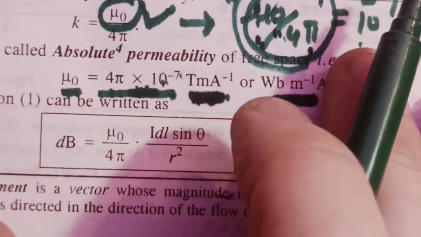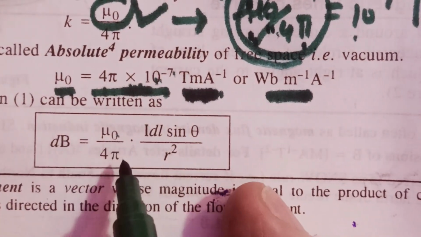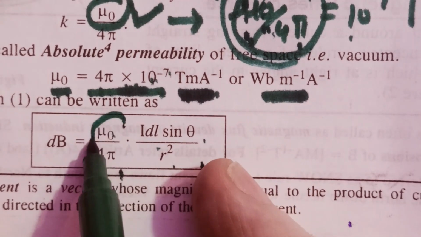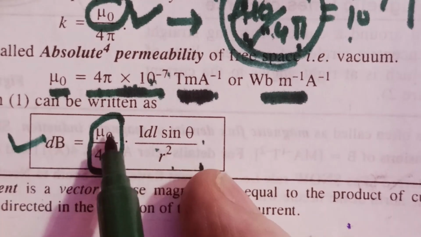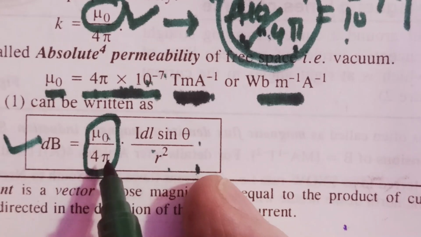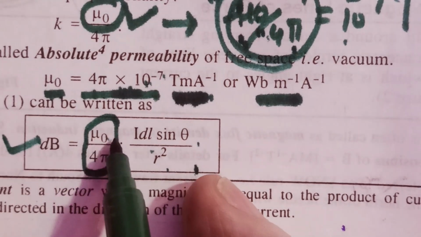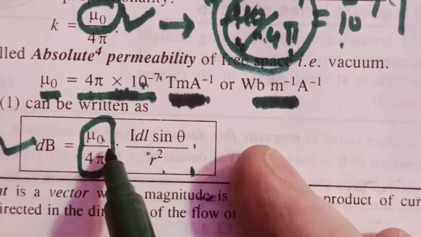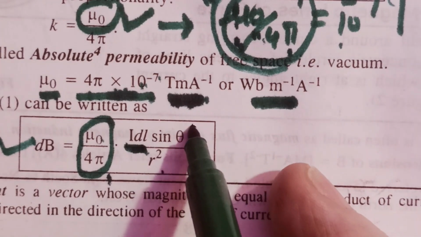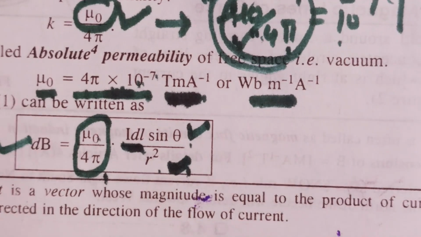Or you can say the formula of the field becomes mu naught upon 4 pi IDL sine theta upon R square. This shows that the field depends upon the medium in which you are performing the experiment, the medium where you are finding the field. The field is proportional to IDL, proportional to sine theta, and inversely proportional to R square.